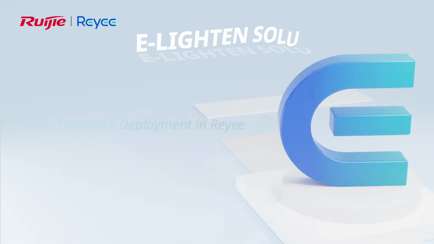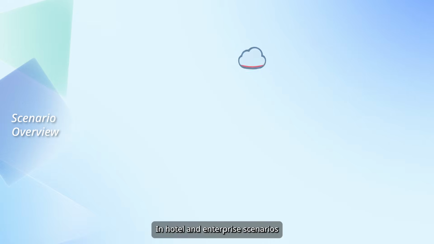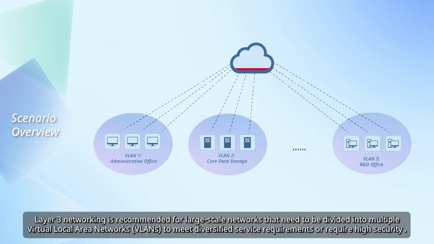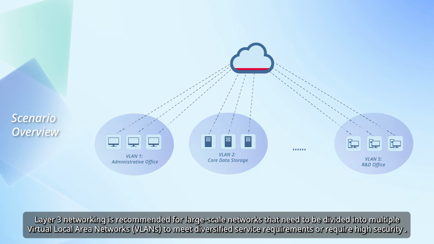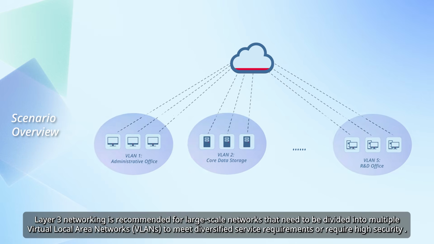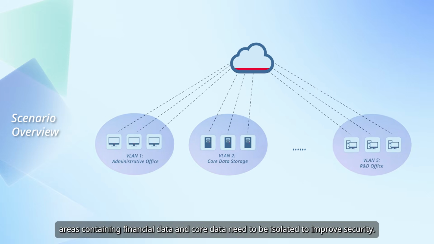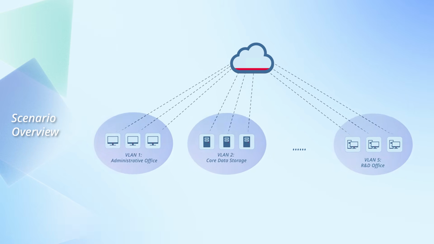Layer 3 network deployment in Reyee e-Lighten Optical solution. In hotel and enterprise scenarios, Layer 3 networking is recommended for large-scale networks that need to be divided into multiple virtual local area networks to meet diversified service requirements or require high security. For example, areas containing financial data and core data need to be isolated to improve security.